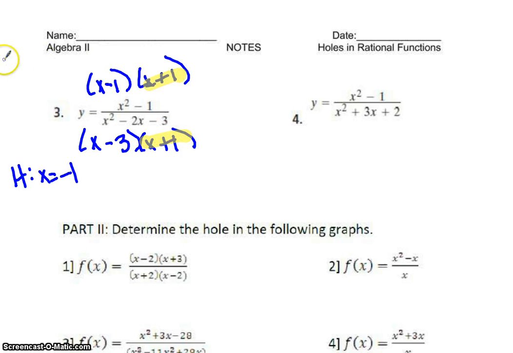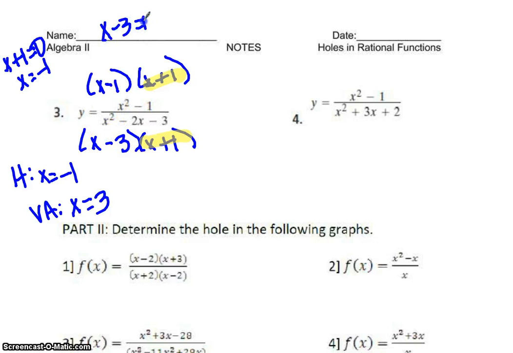And so I took that over there and said x plus 1 is equal to 0. Move your 1. x equals negative 1. That's my hole. Vertical asymptote: you take what's left. If we've already used it for a hole, don't use it again for a vertical asymptote. And you're going to have a vertical asymptote at x equals 3 because we took the x minus 3 that was in the bottom and set it equal to 0 and moved your 3.